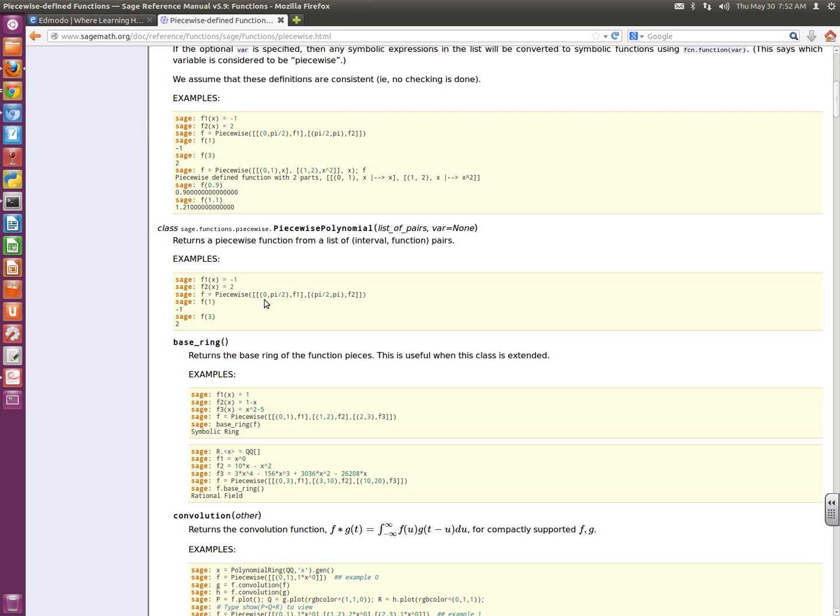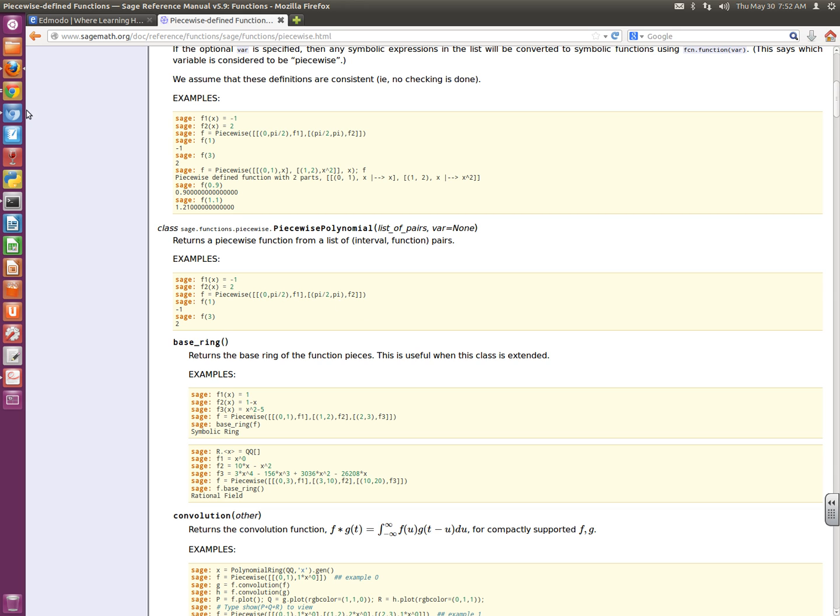Okay, so it tells you where to graph F1, and then where to graph F2. So it's a list of lists. Do you see this square bracket thing? This is a data structure in Python called a list. So you have a list of functions. Here's the first function. Here's the second function. And the function itself is a list of the domain and the function itself.